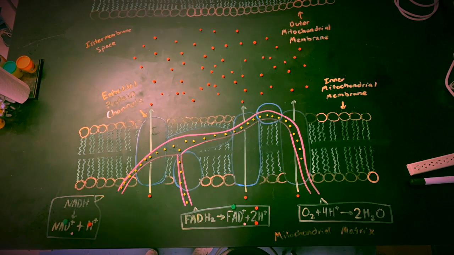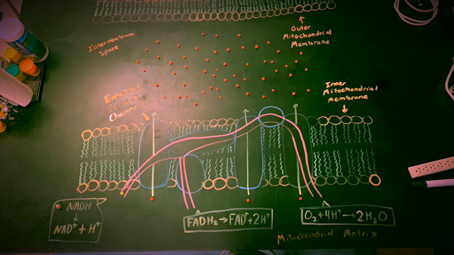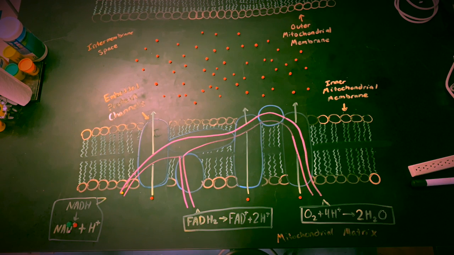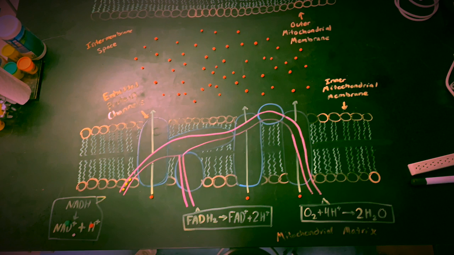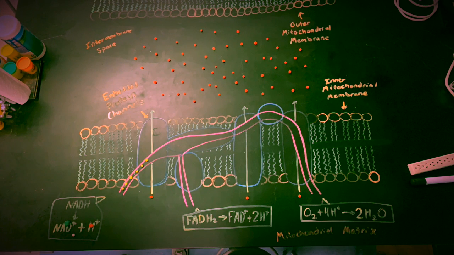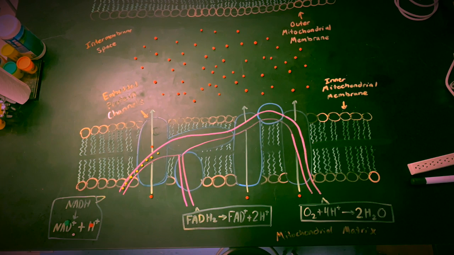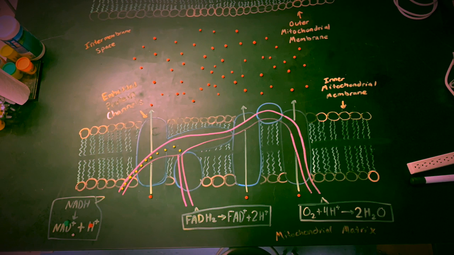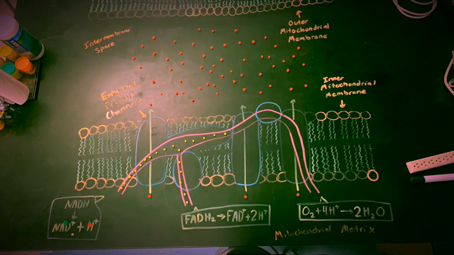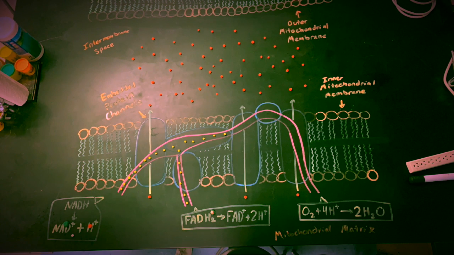Consisting of a collection of molecules embedded in the cristae membrane, or inner membrane of the mitochondrion, the electron transport chain carries electrons delivered by NADH and FADH2 from glycolysis and the Krebs cycle to oxygen via a series of redox reactions. This highly electronegative oxygen serves to pull the electrons through the electron transport chain.